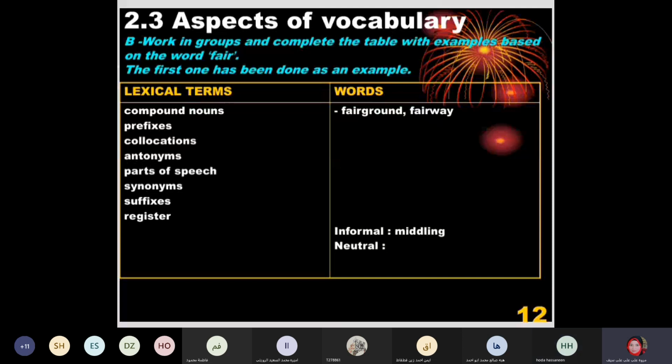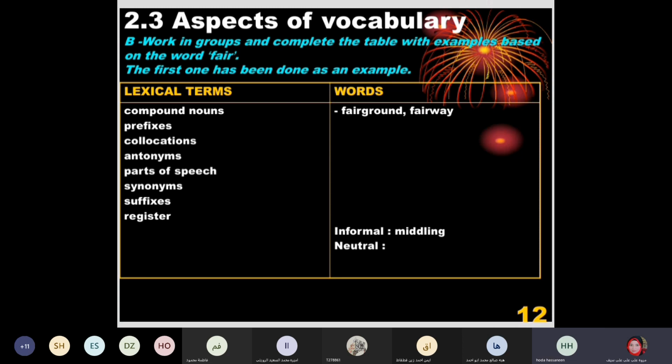What are prefixes? Okay, Miss Marwa, go ahead. A syllable that comes at the beginning of the word in order to add some information to the word or to change its category. No, I think it's dealing with the meaning. It deals with the meaning. Very good. For example, fair and unfair. It deals with the meaning.